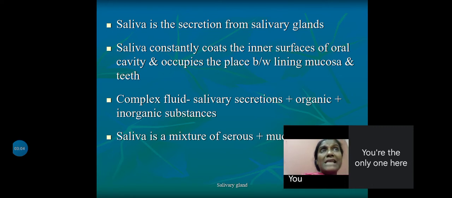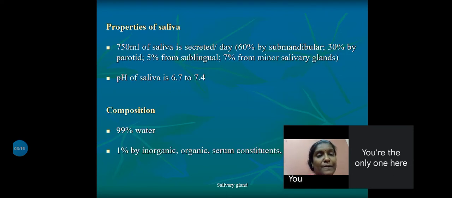Saliva is a mixture of two types of secretion: serous secretion, which is watery in nature, and mucus secretion, which is a thick viscous secretion. Around 750 ml of saliva is secreted per day. Of this, around 60% of the secretion comes from the submandibular salivary glands, 30% from the parotid gland, and 5% from the sublingual salivary glands. The remaining small portion of 7% comes from all the minor salivary glands put together inside the oral cavity.